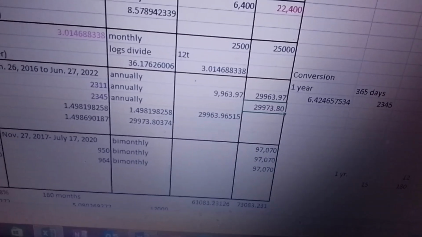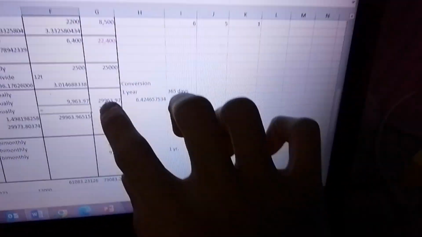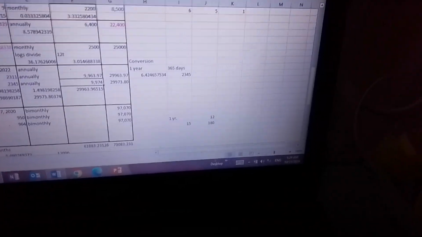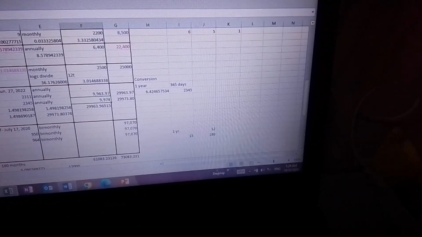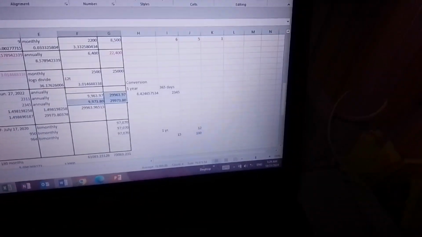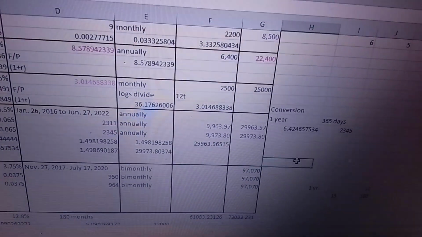Oops. Yan. 29,973.80 pesos. And then subtract to get the interest, di ba? Subtract. Yan. Okay. And there we have it. So those are the final answers for this problem. Okay? And that's number 6.